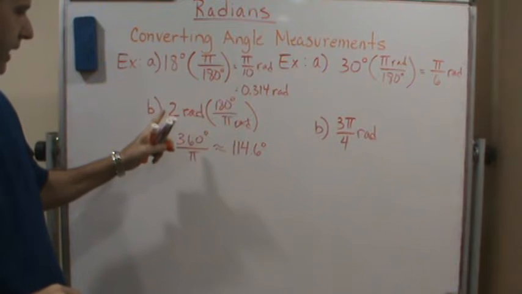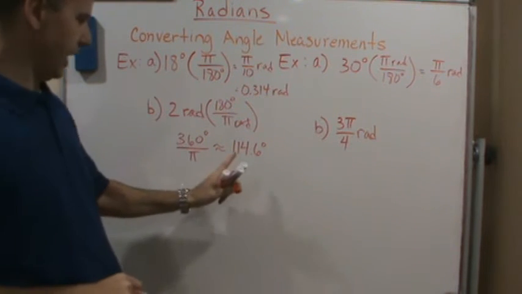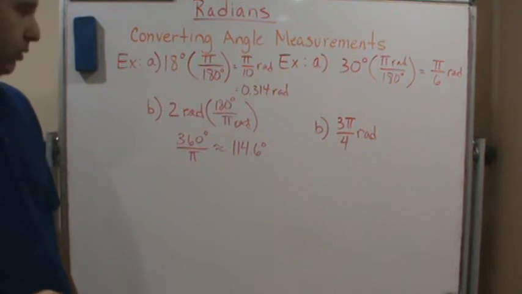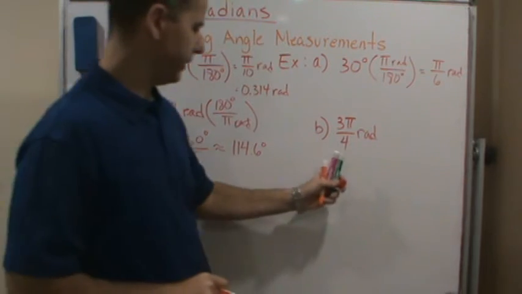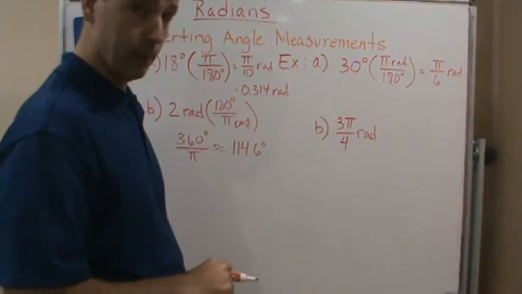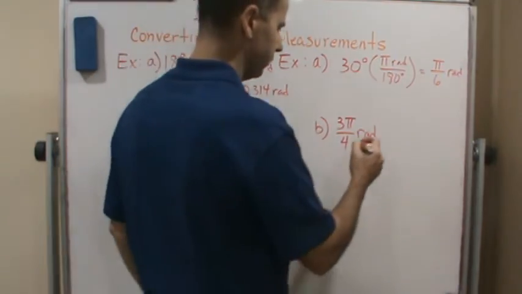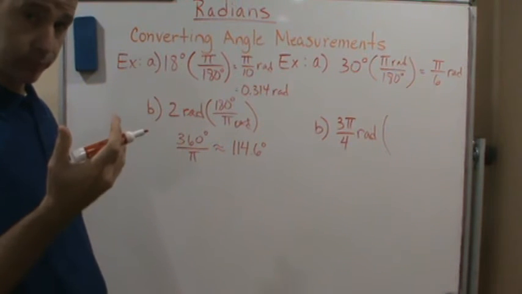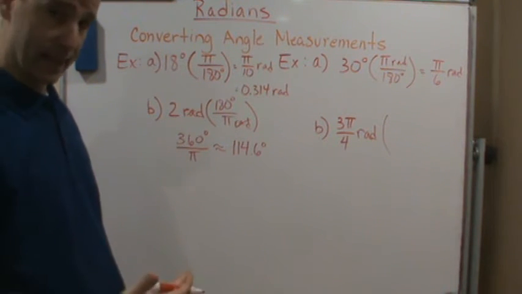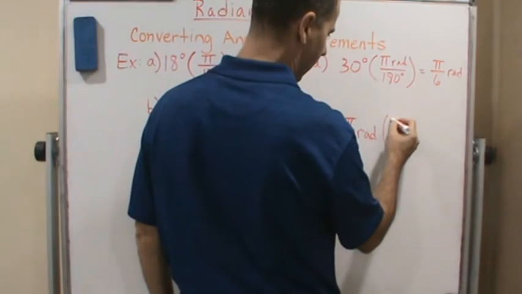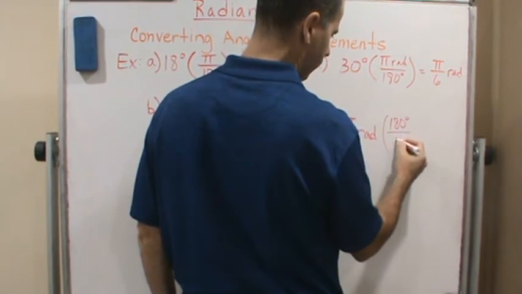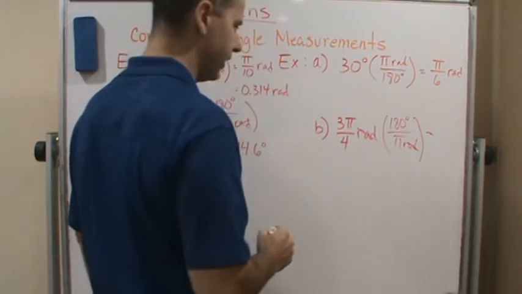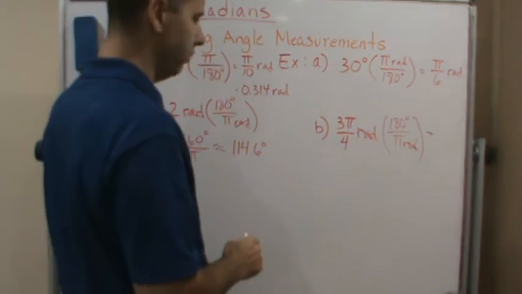And that's the same as saying, hey, the angle measured at 2 radians is the same as the angle measured at 114.6 degrees approximately. Okay, so now what about this one? Now we want to go from 3 pi over 4 radians to degrees. Well, again, we're going to multiply this by the factor that's going to eliminate radians. So we want radians on the bottom. And so this is going to be 180 degrees over pi radians. And so the radians cancel.